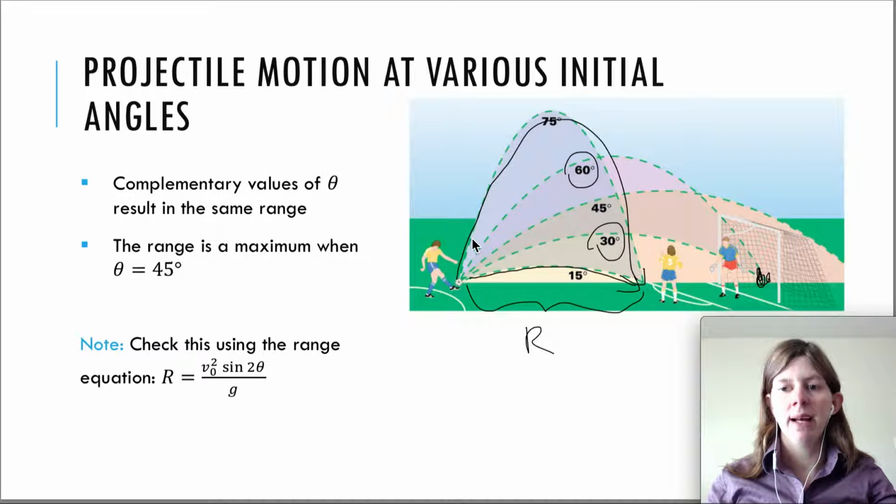The other special thing is that the maximum range happens when your angle is 45, as you can see from this picture. And both of these things come from just plugging some theta values into this equation. For example, the sine function has its maximum value at 90 degrees because sine of 90 degrees equals 1. That's the maximum value. So if you're trying to make this a maximum to get the maximum range, well, 2 theta has to be 90. That means theta has to be 45. And then you can also plug in complementary values of theta in here and see that you get the exact same thing.